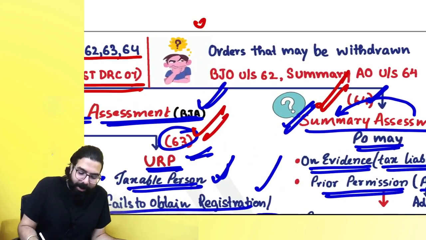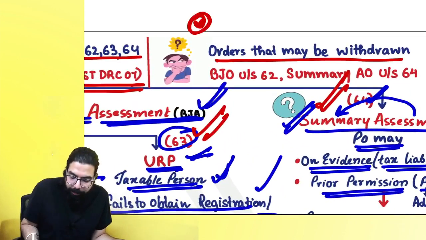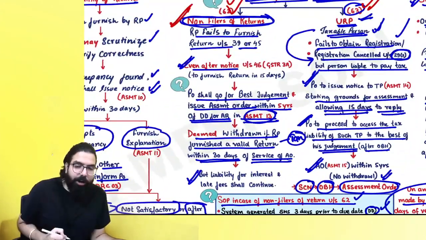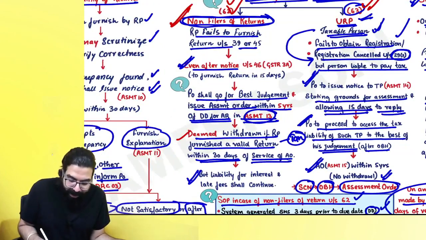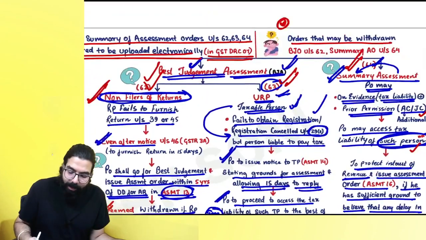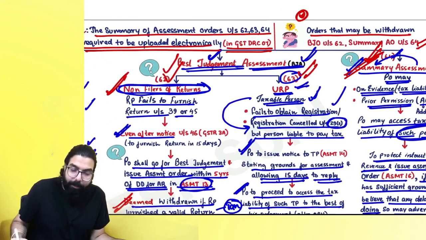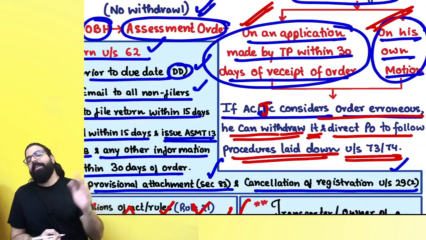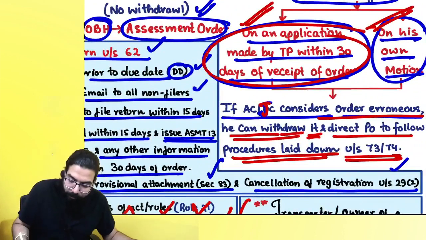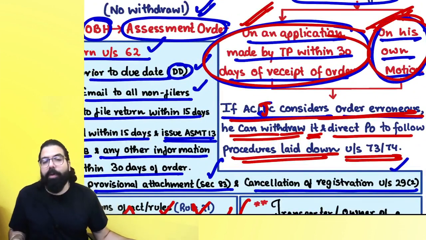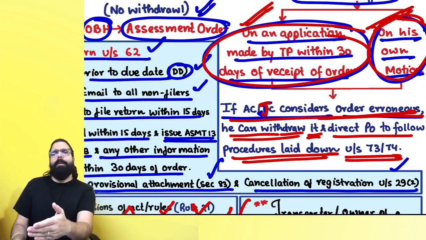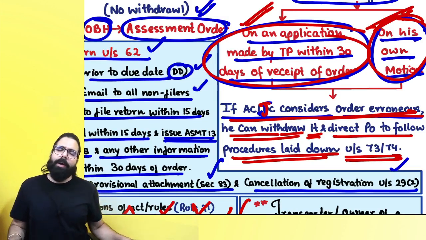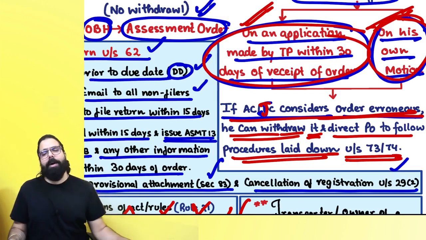The next one over here, which was asked in the previous attempt, orders that may be withdrawn. What are the orders that can be withdrawn? Number one, sir, best judgment assessment order of non-filer can be withdrawn if you file the return within 30 days, and summary assessment order also can be withdrawn if the taxable person files an application or on his own motion if the AC or JC realizes. So in both scenarios, if the AC or JC realizes that the order was erroneous, then he can tell the proper officer, follow normal procedure and do the assessment, give a show cause notice and then pass the demand order.